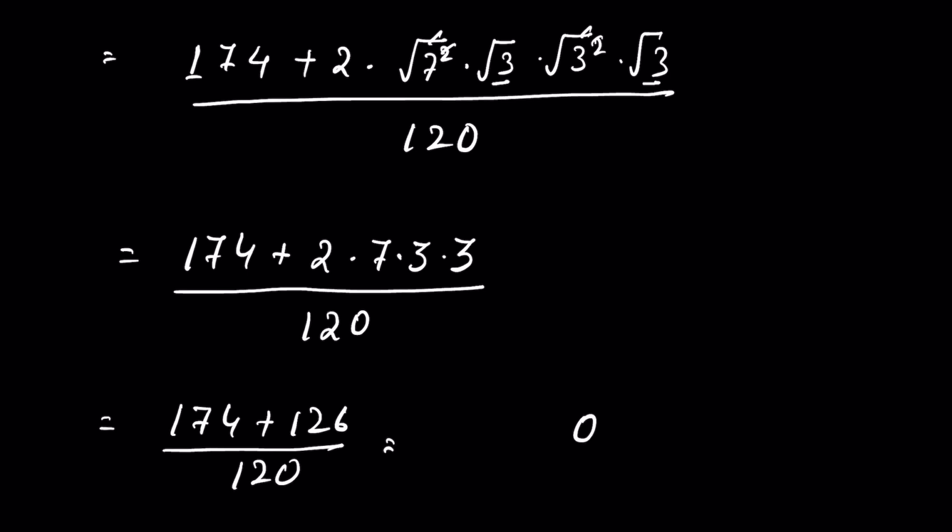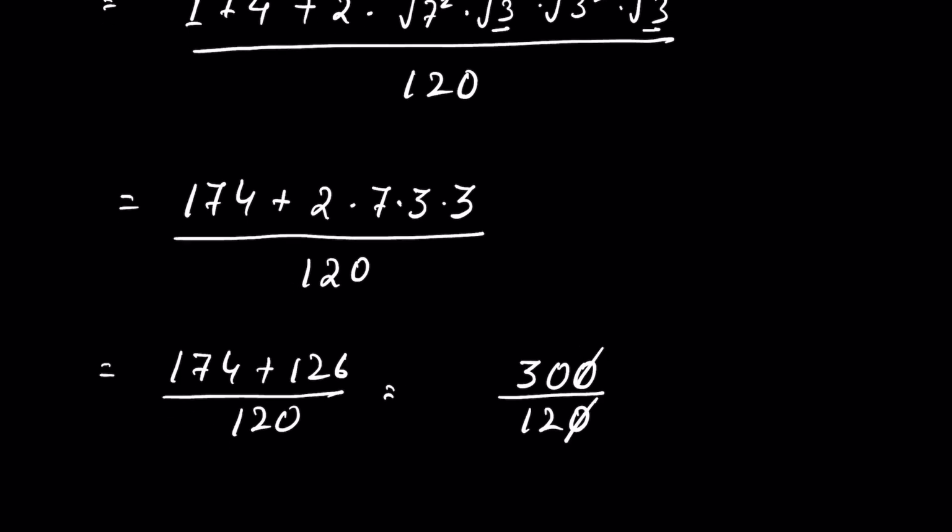Now add, 300 upon 120, cancel this 0 and this 0. 6 times 2 is 12 and 6 times 5 is 30. We divide both numerator and denominator by 6. So it is equal to 5 upon 2. So this is the answer.